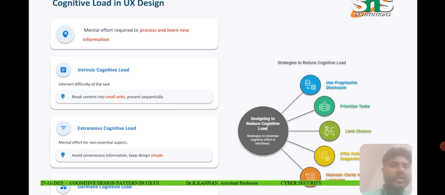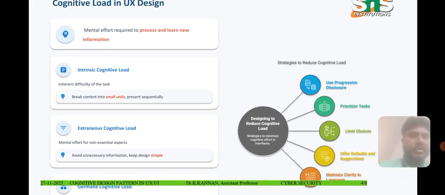Use progressive disclosure. Designing to reduce the cognitive load means prioritizing tasks, limiting choices, offering defaults and suggestions, and maintaining clarity in language. Those are the strategies to reduce the cognitive load.